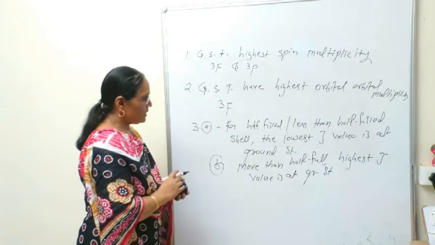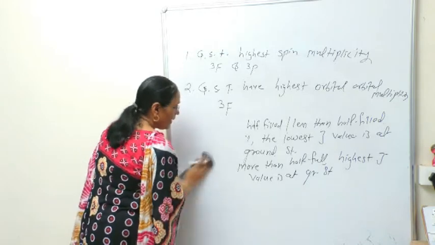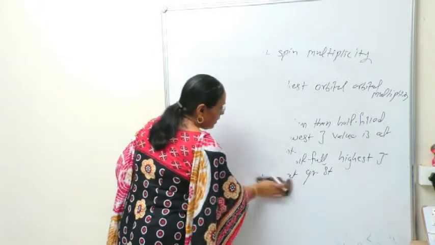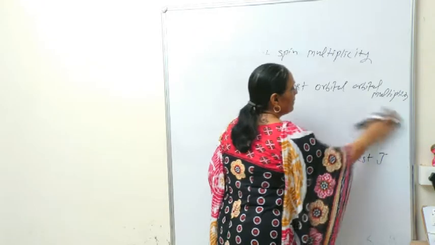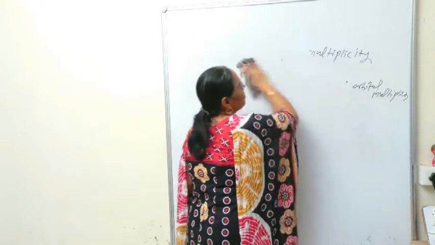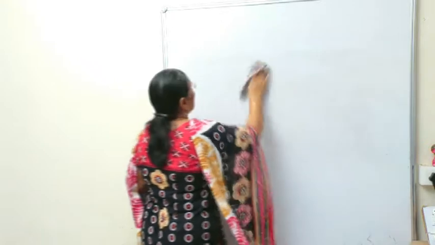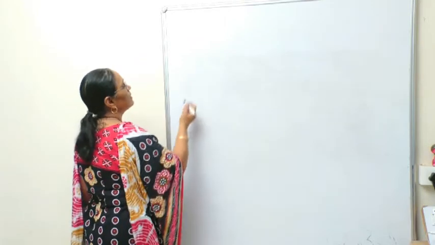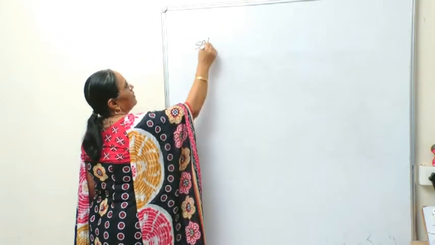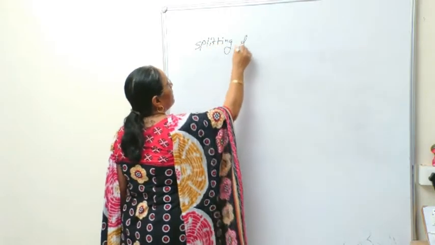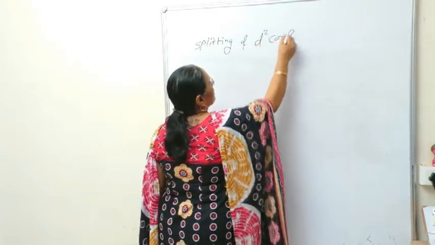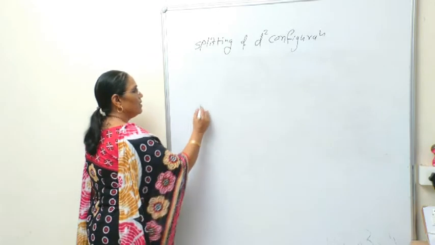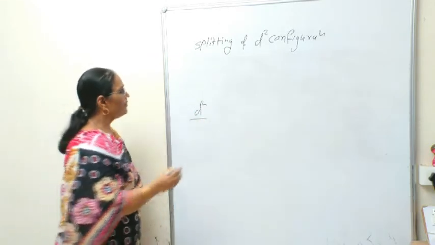So we have to follow these three rules for finding out the energy level sequence for the different J levels and for the different terms. So let us see the splitting of d2 configuration in terms of RS terms and the J levels. So first, d2 configuration, free metal ion.